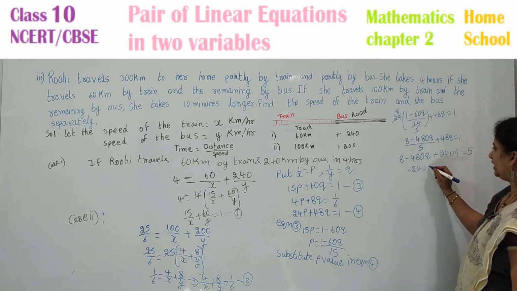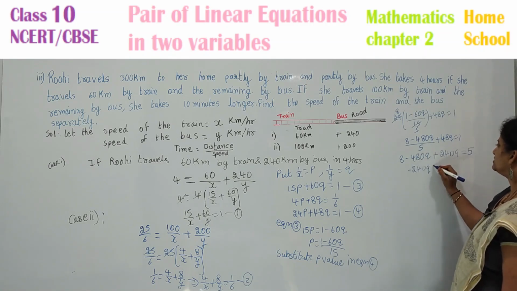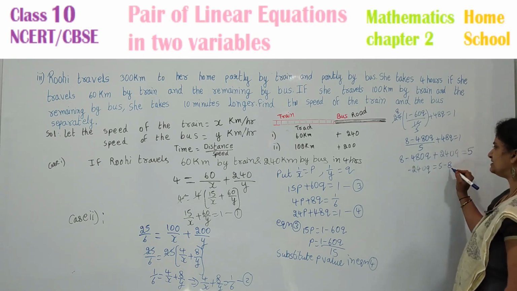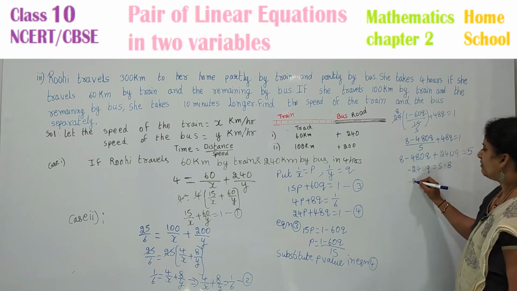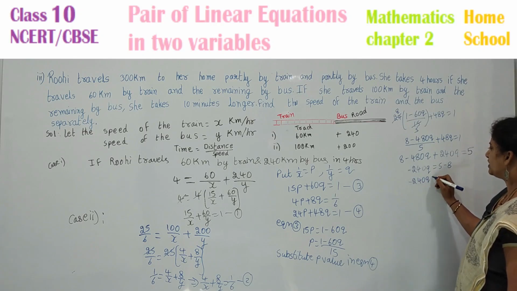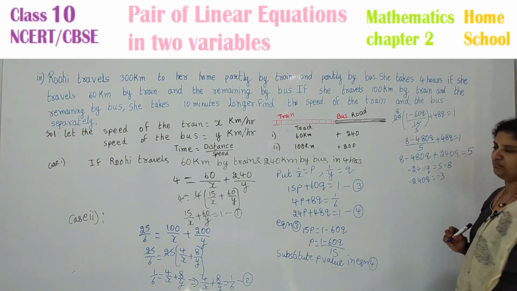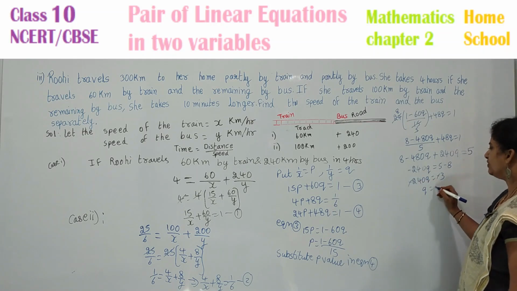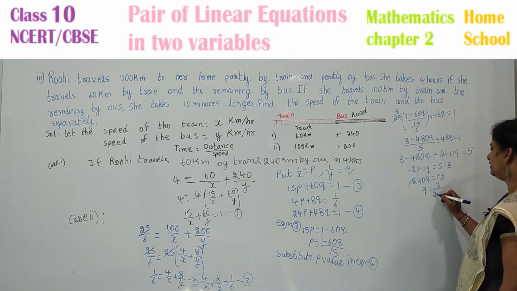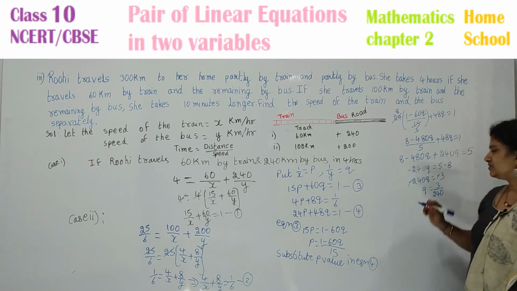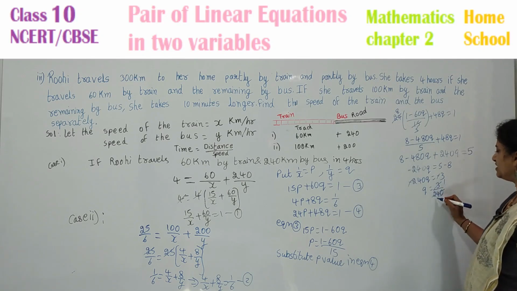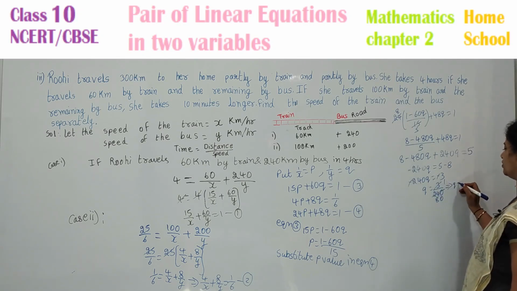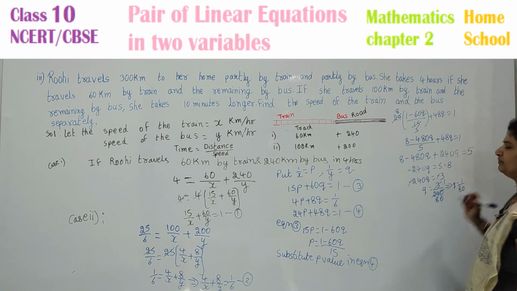Minus 240q is equal to 5 minus 8. Send this 8 this side, minus 8. Minus 240q is equal to minus 3. Minus minus cancel. q is equal to 3 by 240. So finally 3 1s are 3, 3 80s are 240. It implies q is equal to 1 by 80.